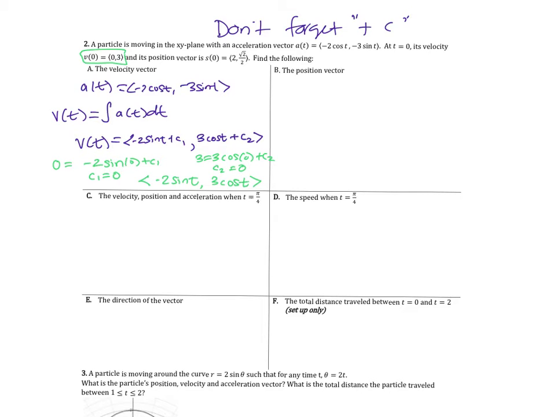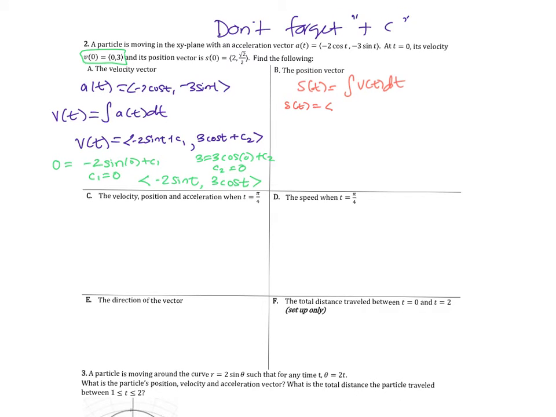For the position vector, we're really going to work through the exact same process. To find the position vector, we need to integrate the velocity vector. We need to include different subscripts for our c values there, and then solve for those c values and rewrite our position vector. So go ahead and pause the video and work through that on your own.